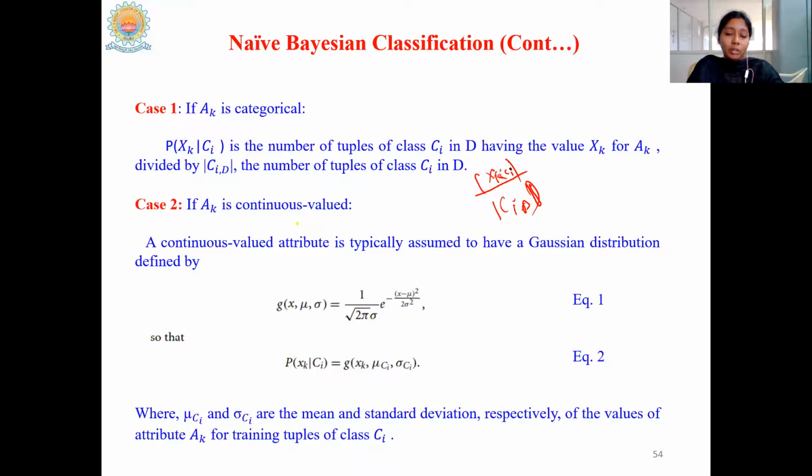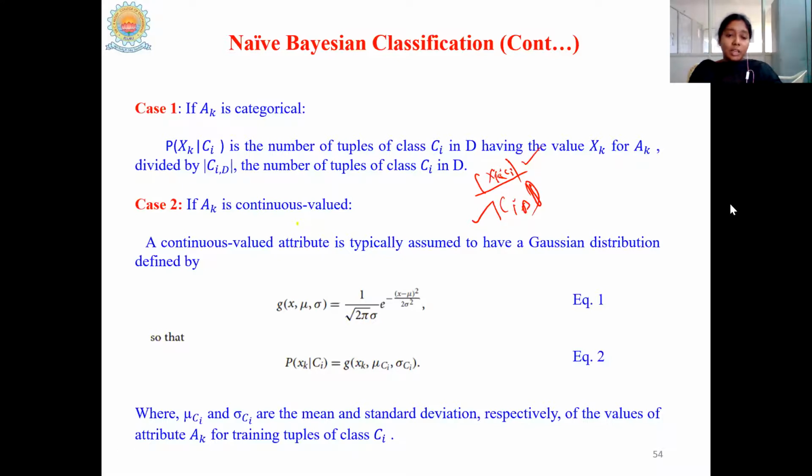Irrespective of the notation, just observe the meaning. It is the ratio of the total number of tuples belonging to the particular class, where the numerator is the number of tuples belonging to the particular class with the particular value of the attribute Ak. It will be clear when we move to an example, not an issue here.